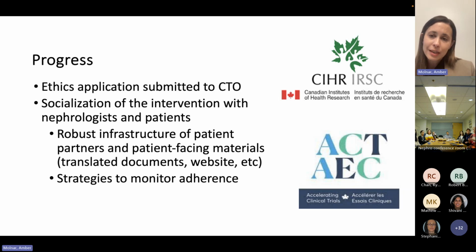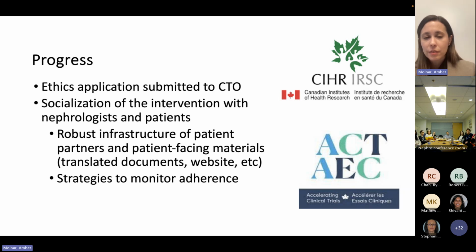So we're increasing the number of patient partners that are involved in the trial and working on developing really robust patient-facing materials that are translated into a number of different languages. We really think it's important, and it's been learned from the prior trials of MyTemp and Dialmag, that we really need to beef up how we're informing patients about these types of trials.